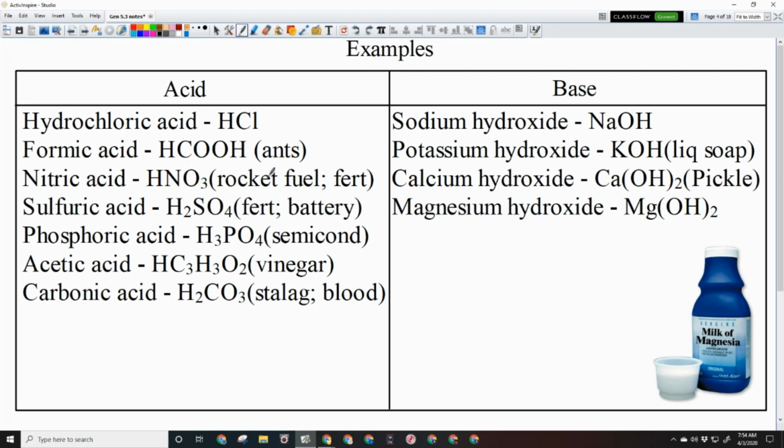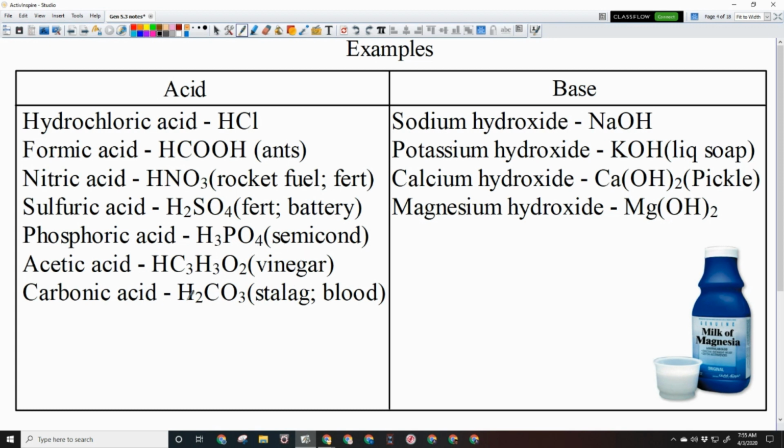Nitric acid, HNO3, is used as an ingredient in rocket fuel, and it's also used to make fertilizer. Sulfuric acid, again, is used to make fertilizer, and it's a component in batteries. Some of the old school batteries that we used in our cars, the big car batteries, had sulfuric acid in those batteries. Phosphoric acid is used in the production of semiconductors. Acetic acid is another word for vinegar, and we eat that all the time.